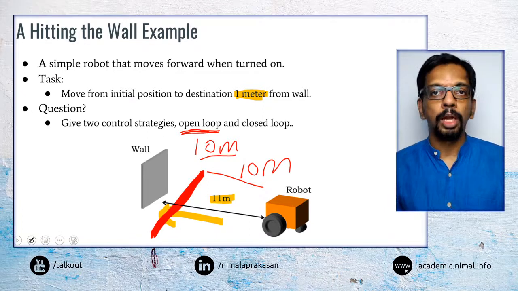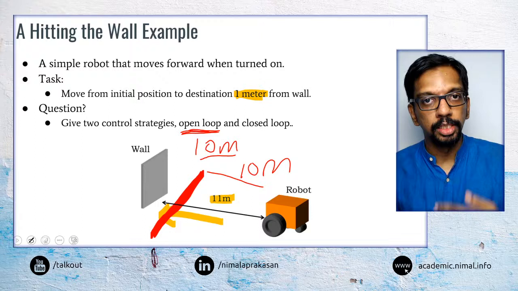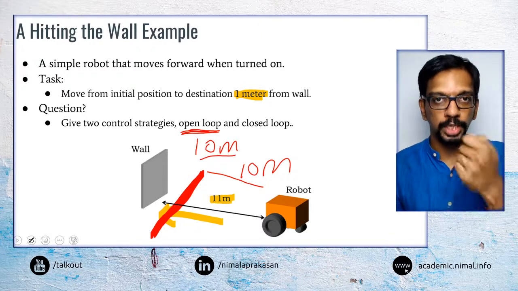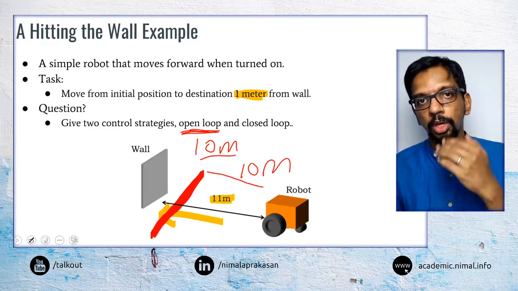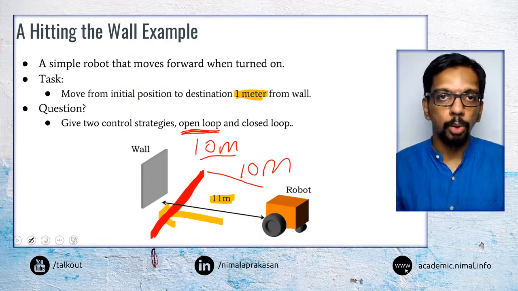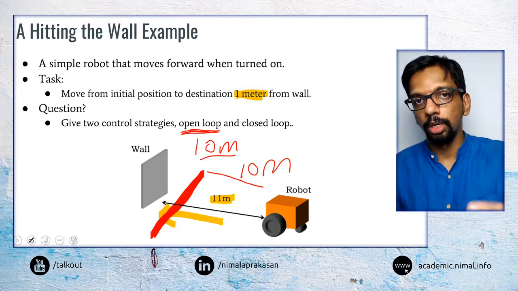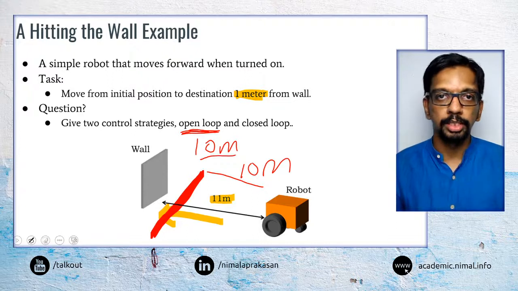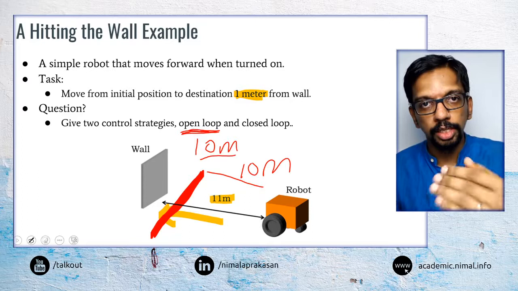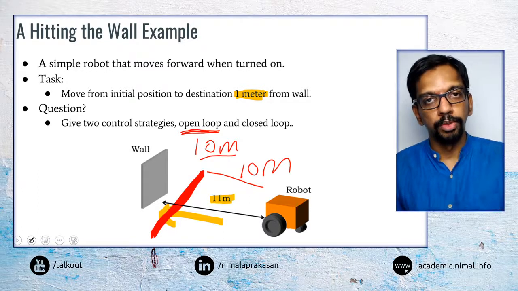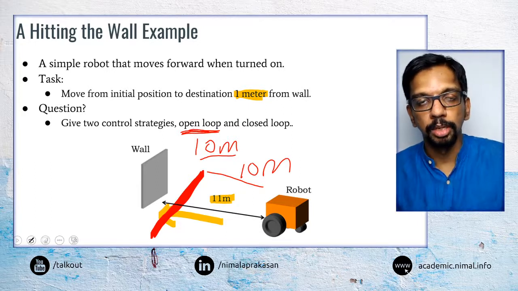But in a closed loop control system, we will not give the instruction like that. We will have a measurement way to see how far we are from the wall. So we will initially measure how far we are. We are now at 11 meters, so we can still go forward. Say we have gone another 5 meters. Now we will measure and see how far we are from the wall. We are now at 6 meters, so we can still keep on going. We will measure again, and we are now 2 meters away, so we can still keep on going.